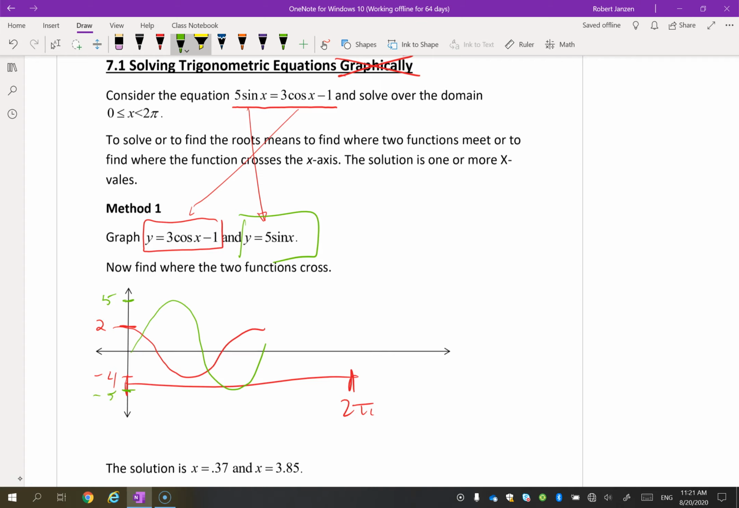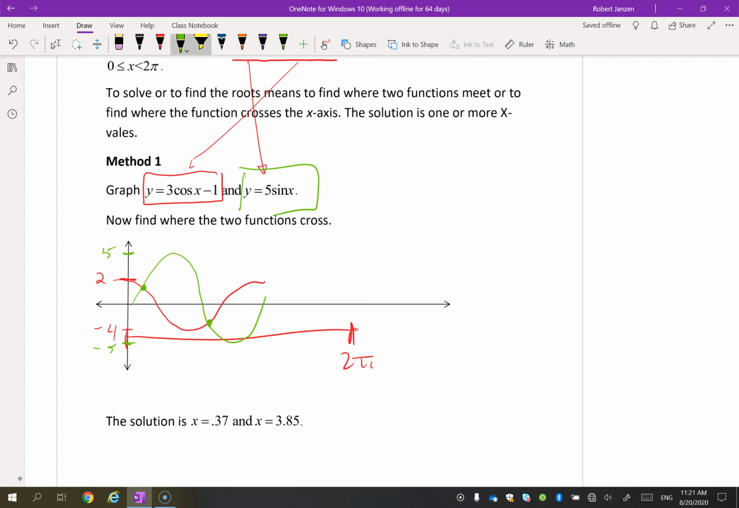And what we would be doing is looking for the solutions. It would be here and here. If you did that with Desmos, you would find that these are the two solutions. X is 0.37, so right here, and X is 3.85, right there. That would be one way of doing it. If you had two separate equations and you wanted to know where they are equal, it's where they cross. Keep in mind, if it ever asks you, what is the solution, and it gives you a graph, the solution is the x values.